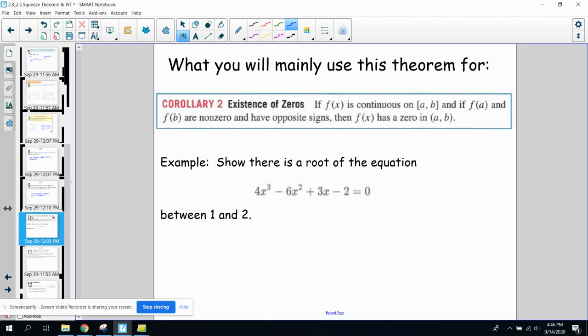First off, we have to always check to see if it's continuous, because if it's not continuous, you can't use the intermediate value theorem. So here we have a polynomial function, right? It's a cubic. So you should know, hopefully, from Algebra 2 or pre-calculus that polynomials are always continuous. So I'm just going to write that over here. It's continuous because it's a polynomial.